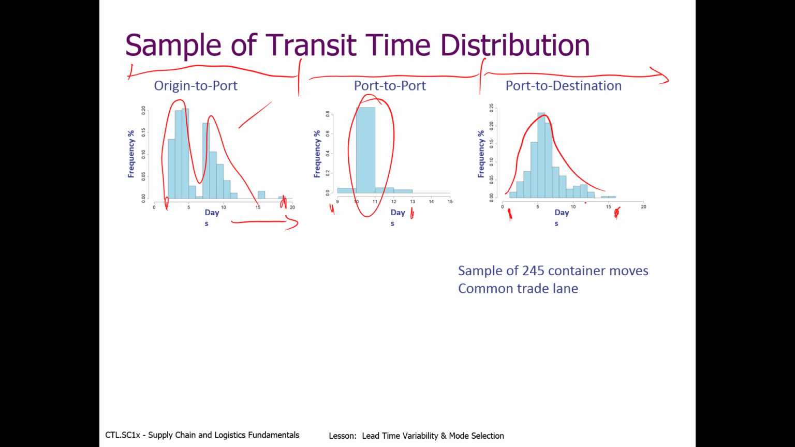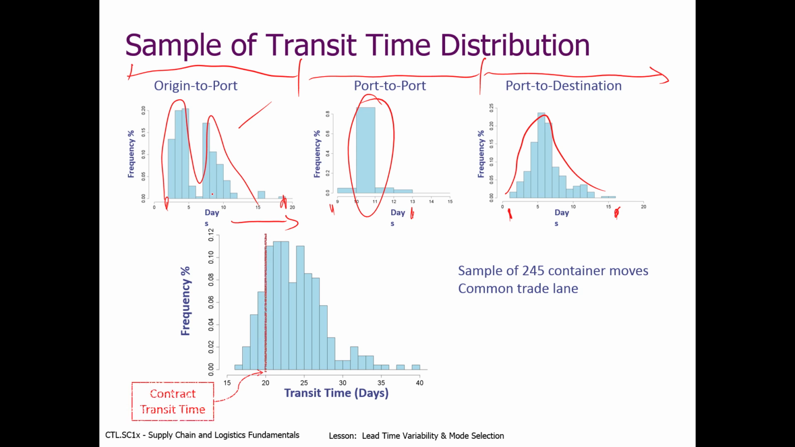So what we care about is not so much each of the segments, but the combined effect. And at the end of the day, I get a distribution like this, right? And so from this, I might know what the contracted transit time is, but I'll also have information about what the mean is, the average transportation time, as well as the standard deviation of that transit. And so that's the data that I will have. And so the question is, how will I use that?